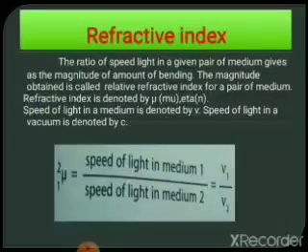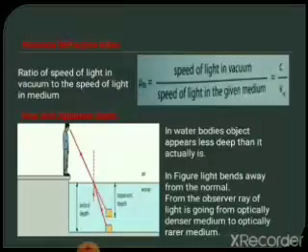In the previous case, it was speed of light in medium 1 upon speed of light in medium 2. In absolute refractive index, it is always speed of light in vacuum first upon speed of light in medium. In short, in the numerator you will always find the speed of light in vacuum. That is a constant value. You might have known about it. Speed of light in vacuum is approximately 3 into 10 to the power 8 meter per second.